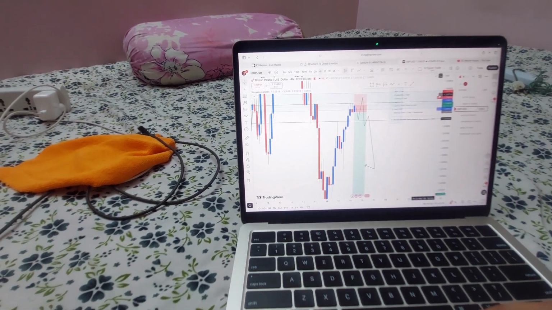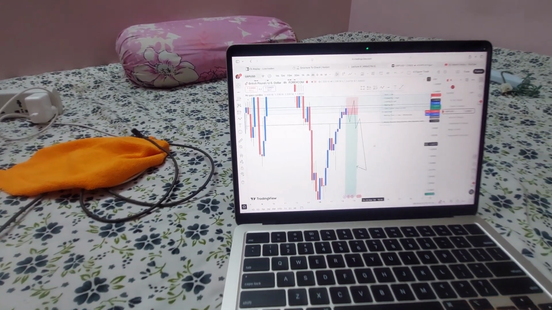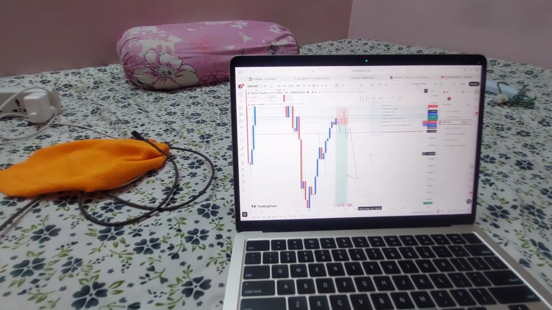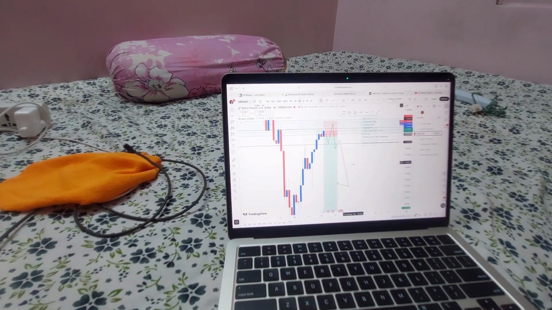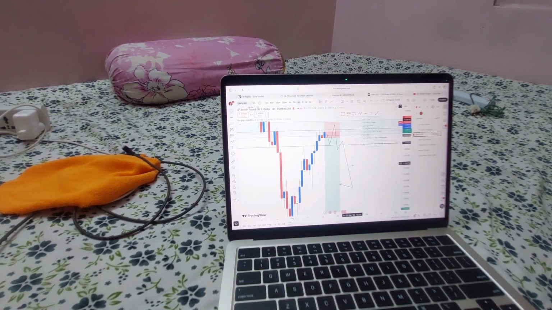So now I'm very curious about this. This trade is not going to work, and I am not taking this trade. I'm just keeping the risk reward ratio tool to see if it is going to work or not.